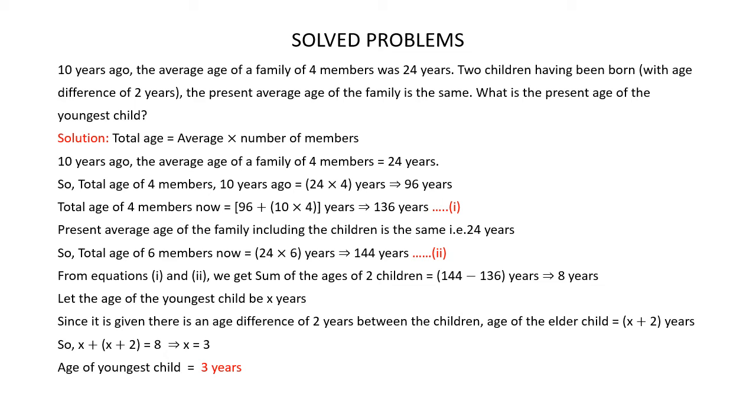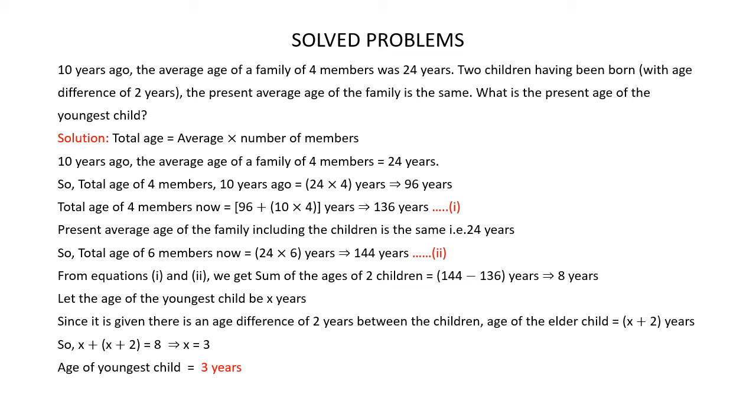So to get the present age of the 4 members, you have to add 10 to each of their ages. So there are 4 members. So 10 multiplied by 4 is 40. So total age of 4 members now is equal to 96 plus 40, which is 136 years. This is the first equation.